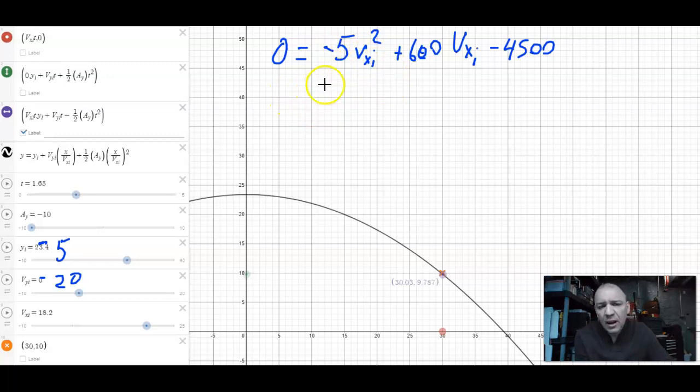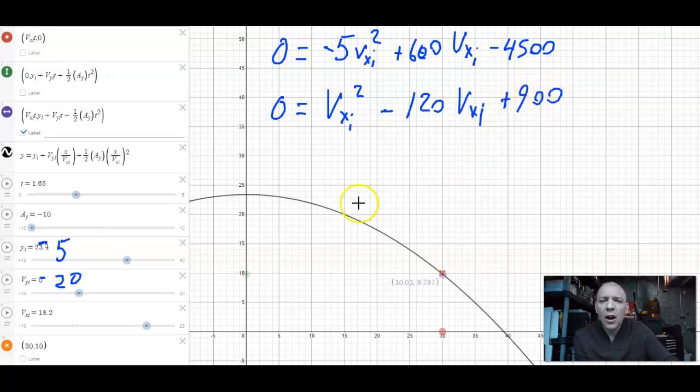We can simplify this. If we divide everything by negative 5, we get 0 equals vxi squared. 600 divided by negative 5 is going to be negative 120 vxi, and 4,500 divided by negative 5 is going to be 900. All right, so now we got a quadratic equation. Well, here's our x value, that's squared, x squared, and so we got our ax squared plus bx plus c. We can solve this.